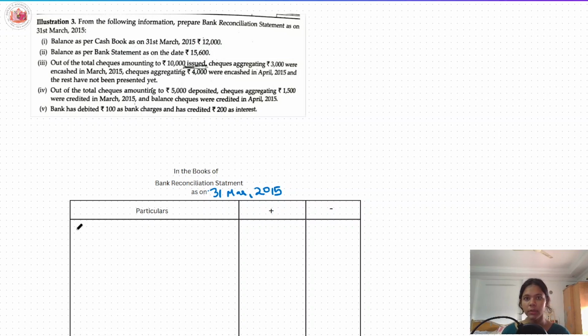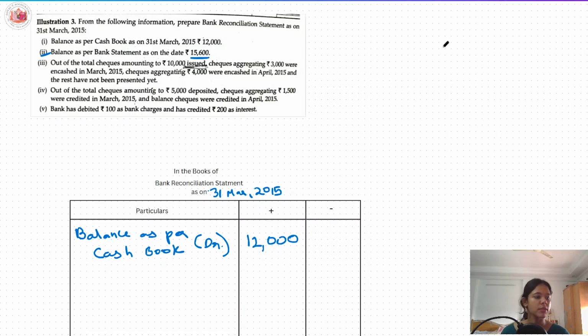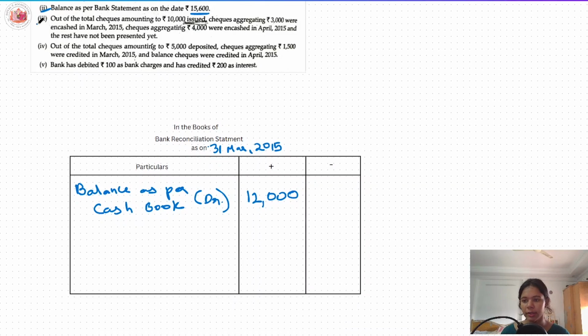So I will start with my cash book balance. Balance as per cash book debit. It's a favorable balance, remember. ₹12,000. So I will put it in the plus column. Then next they have given us balance as per bank statement. So with the next 3 transactions that we do, we should be able to reconcile the difference and end up at the figure 15,600. Let's see the third transaction.